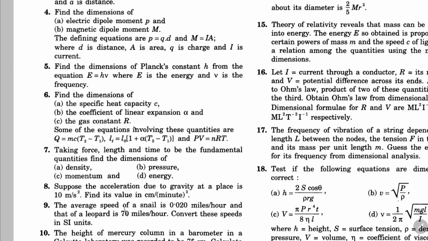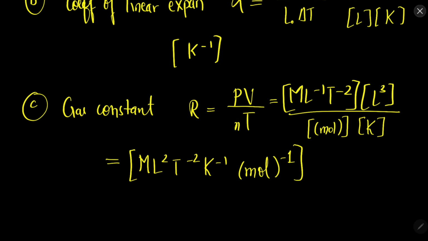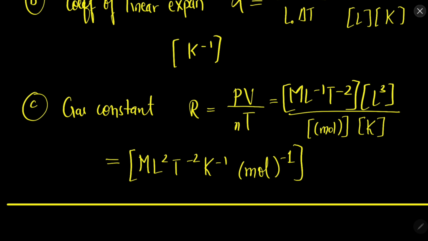Now in the 7th question we have to take force, length and time as the fundamental quantities. So instead of mass, length, time, we have to take force, length, time to be the fundamental quantities, and then find the dimensions of density, pressure, momentum and energy. This is quite simple. What they are asking us is to tell the dimensions in the form of force, length and time.